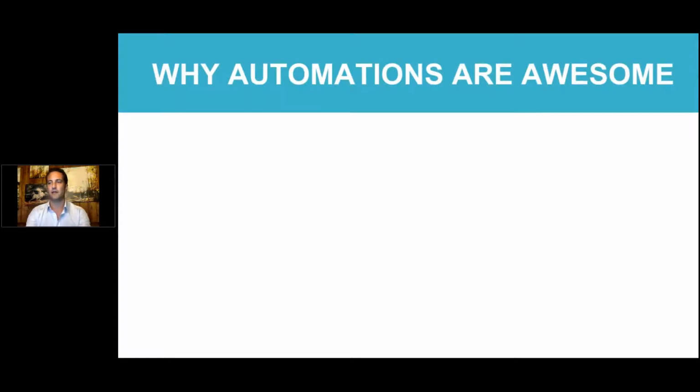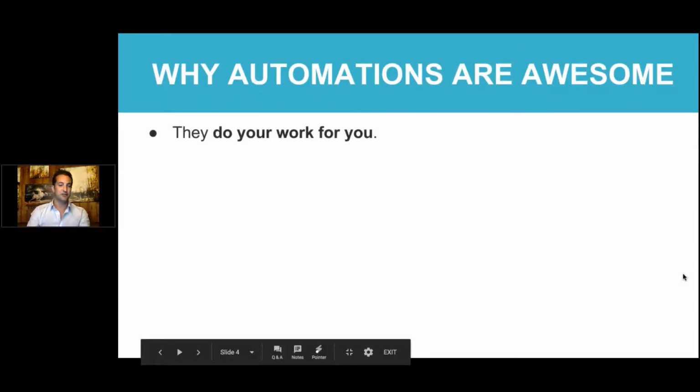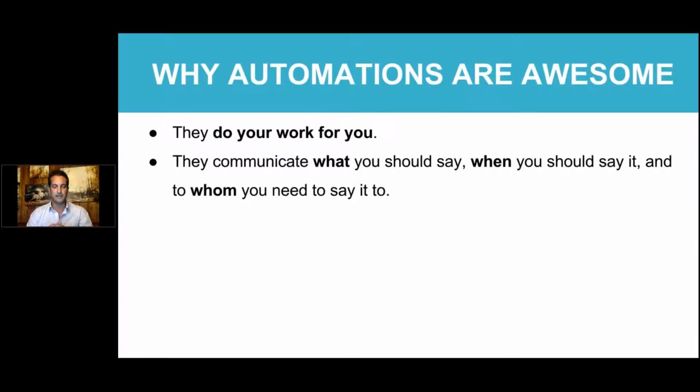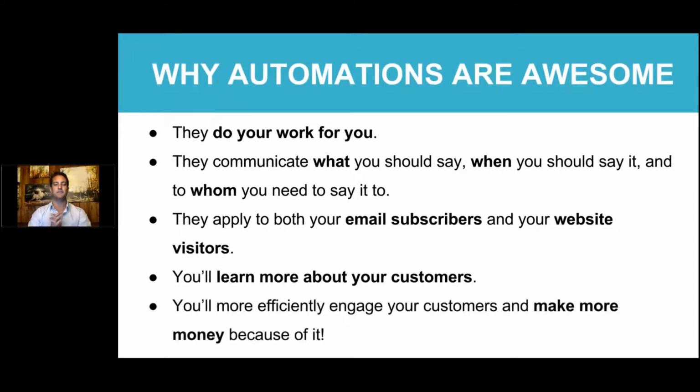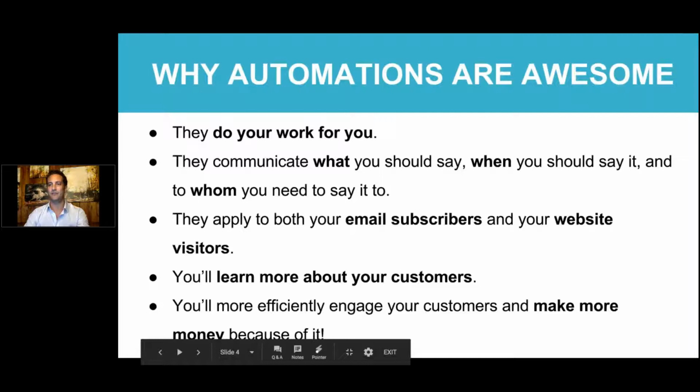So let's take a quick look at why automations are awesome. First one, quite obvious, they do your work for you. After that, it's really key that you understand that you're going to be communicating for the first time ever what you should say, when you should say it, and to whom you need to say it to. This is really, really critical in all marketing. Also, what's so cool about automations is they apply now not just to your email subscribers, but also your website visitors. So that's literally everyone who's dealing with your brand. The very cool thing is that you're going to learn more about your customers. And when you learn more about your customers, you're going to be able to engage with them more efficiently. And again, of course, that translates into more money.